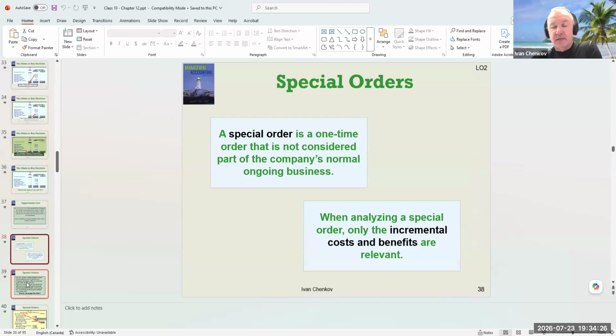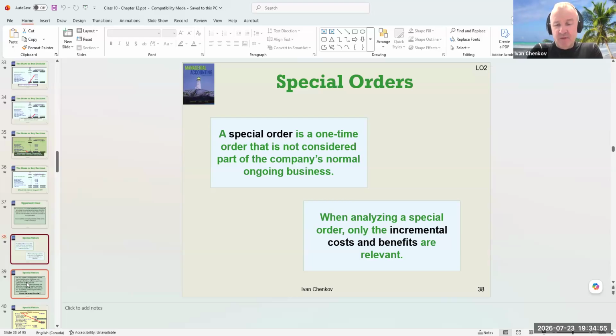So the special order is the one we're going to discuss now, the opportunity cost. Special order. What is a special order? That's a very interesting point of sale in the economy, which has nothing to do with the cost volume profit analysis, has nothing to do with the break-even point. We're not going to calculate the break-even point for the special order. Why? Because the special order is something different.